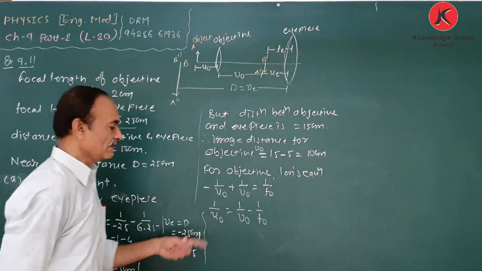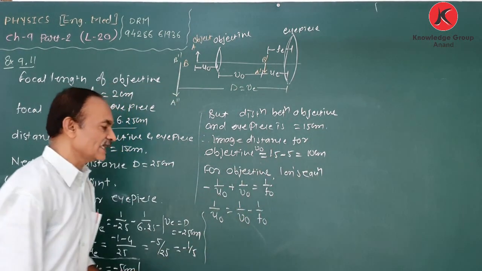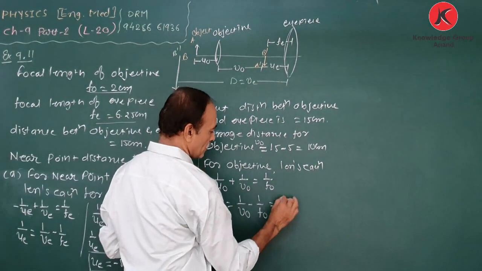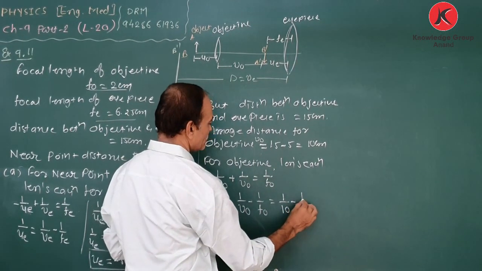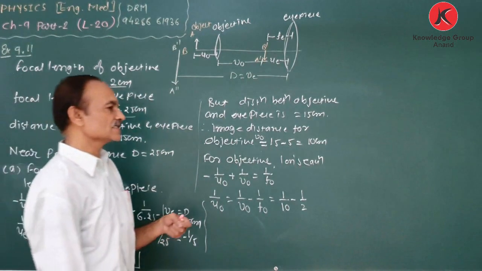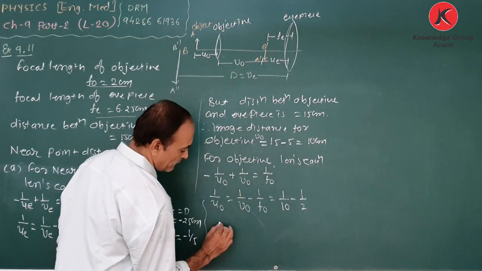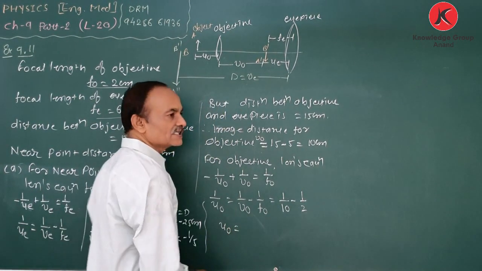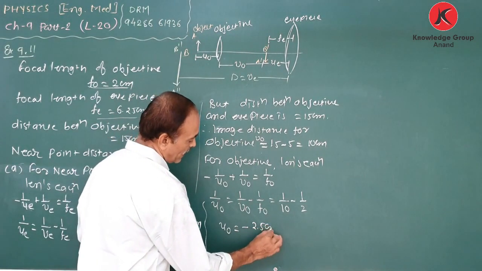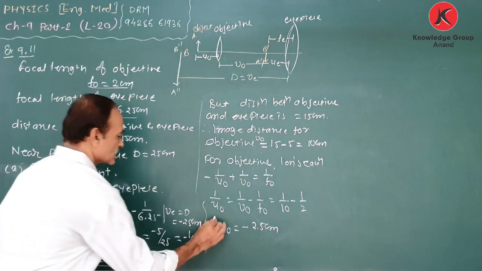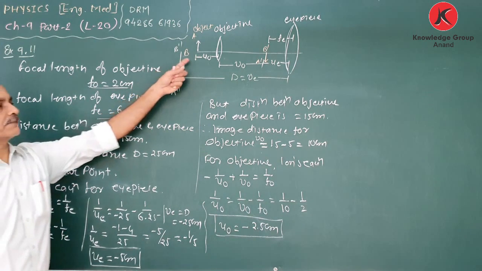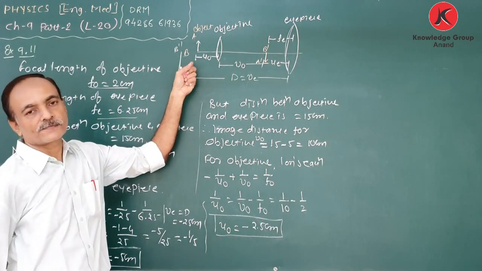Now listen, V0 we obtained, that is 10 centimeter, F0 is 2 centimeter. Therefore, 1 by 10 minus 1 by 2. Simplifying this, we obtain U0 is equal to minus 2.5 centimeter. That is the object distance of the object from the objective.